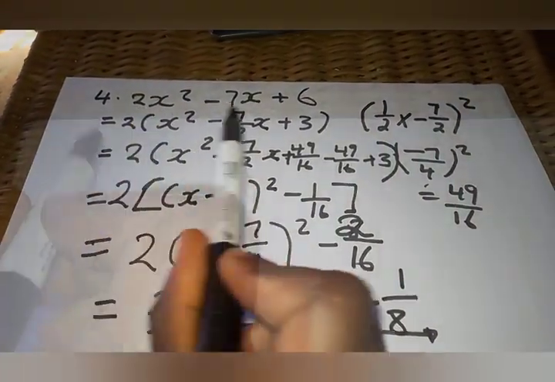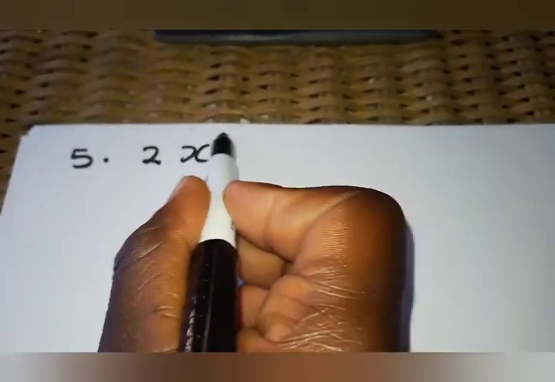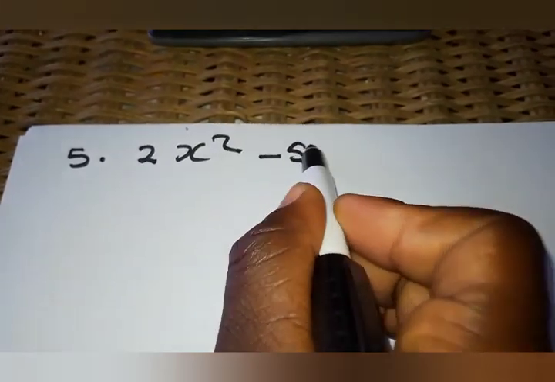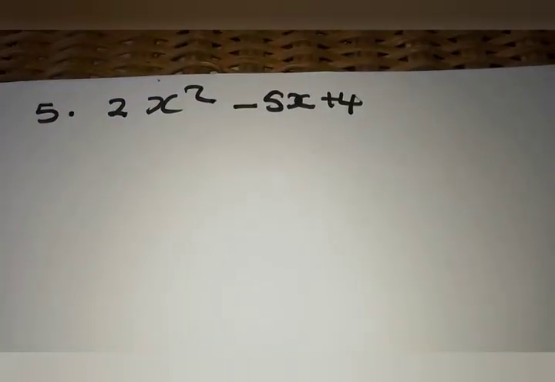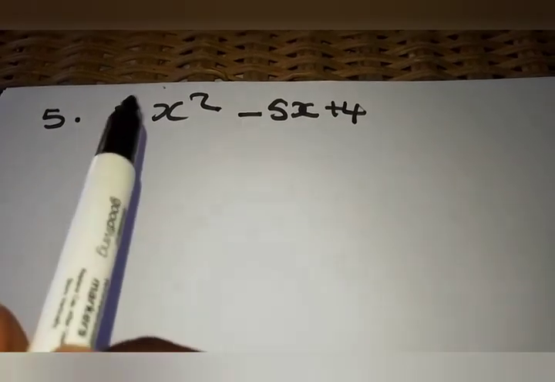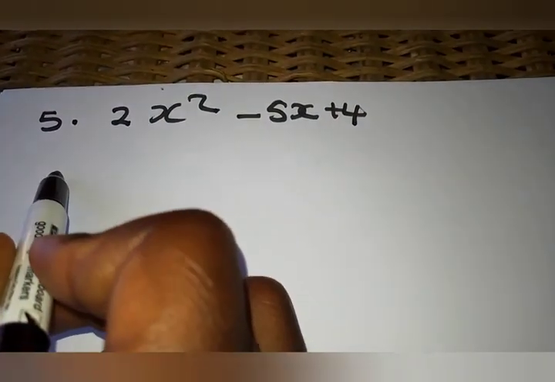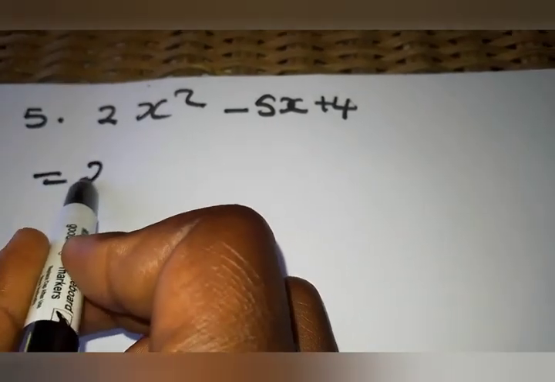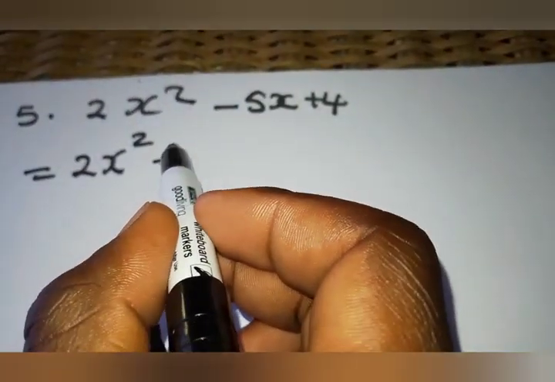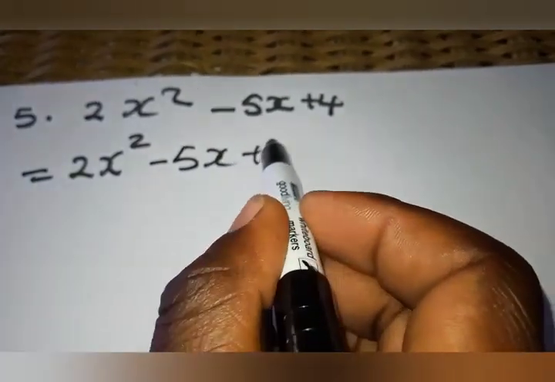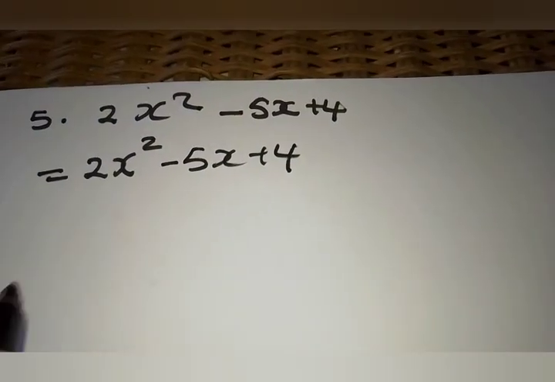Great. Right, let's do our fifth one. So we have 2x squared minus 5x plus 4. Now it is similar to that previous one. So we have 2 as the coefficient of x squared. Okay, so let me write it again. So 2x squared minus 5x plus 4. Okay, so we have our 2.